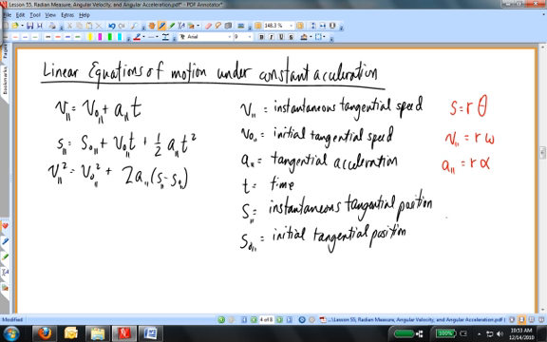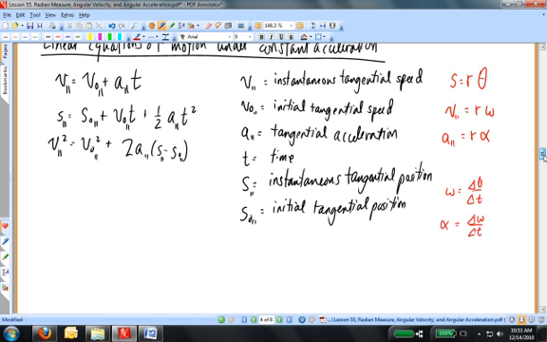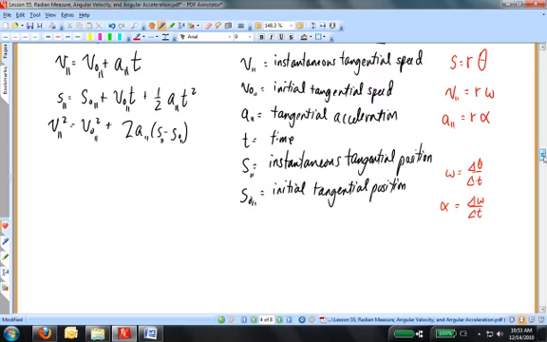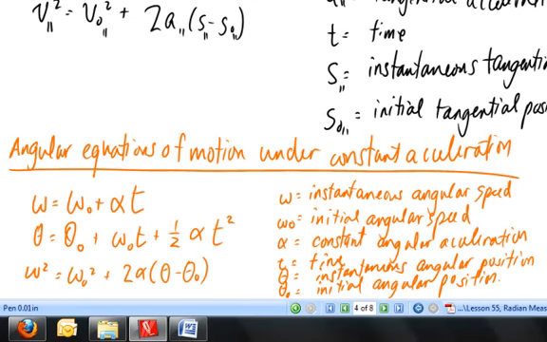And you remember we've said that omega is delta theta over delta t, and that alpha is delta omega over delta t. So now with these things, we could make a whole series of substitutions and write an angular set of equations of motion. I'm not going to go through the algebra to solve them, but I do want to write down what the equations are. There are three analogous angular equations of motion under constant angular acceleration.